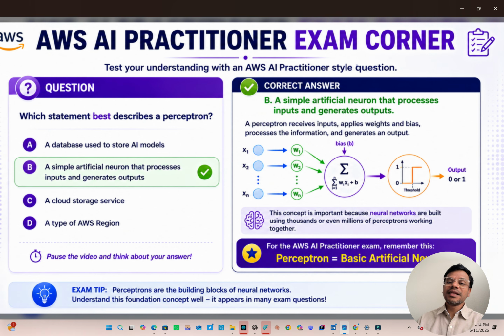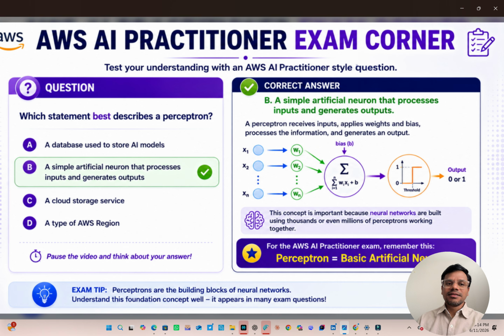Now let's come to our AWS exam perspective. How is this topic going to be covered? This perceptron is going to be covered in the AWS exam. Now let's test your understanding, level 2. Which statement best describes a perceptron? That's the question. Option A says a database used to store AI models, B says a simple artificial neuron that processes inputs and generates outputs, C says a cloud storage service, and D says a type of AWS region, right?